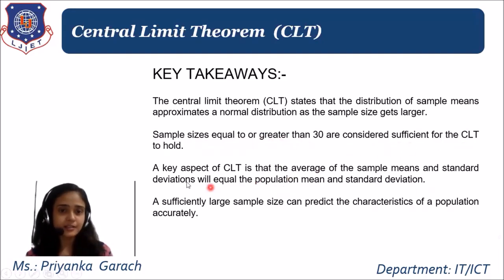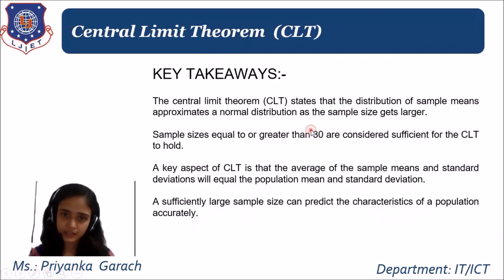The third point is that the average of the sample means and the standard deviation is equal to the population mean and the standard deviation, that we have seen in the diagram. And they are telling that a sufficiently large sample size can predict the characteristics of the population accurately. So the central limit theorem is telling that as the sample size becomes large, then we can easily calculate all the different population parameters with good accuracy. So this is what the central limit theorem is.